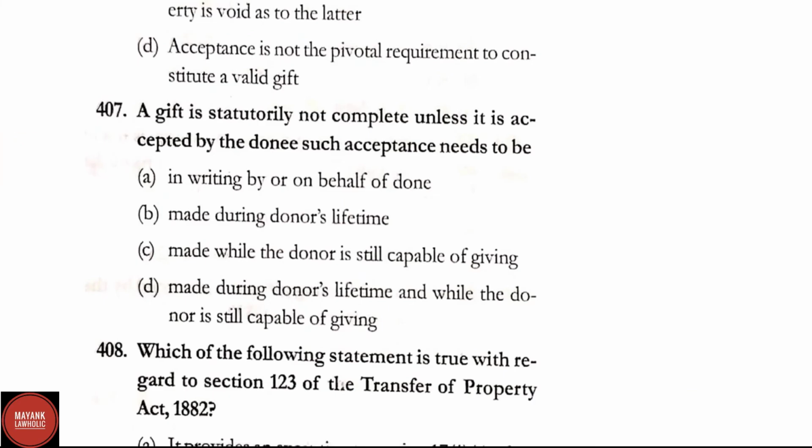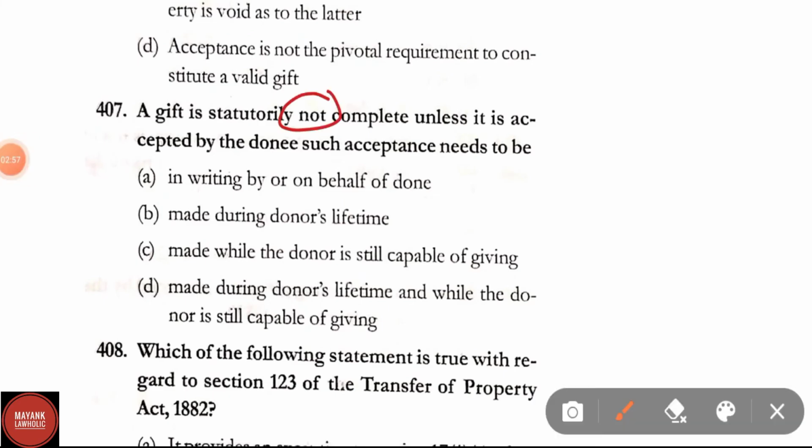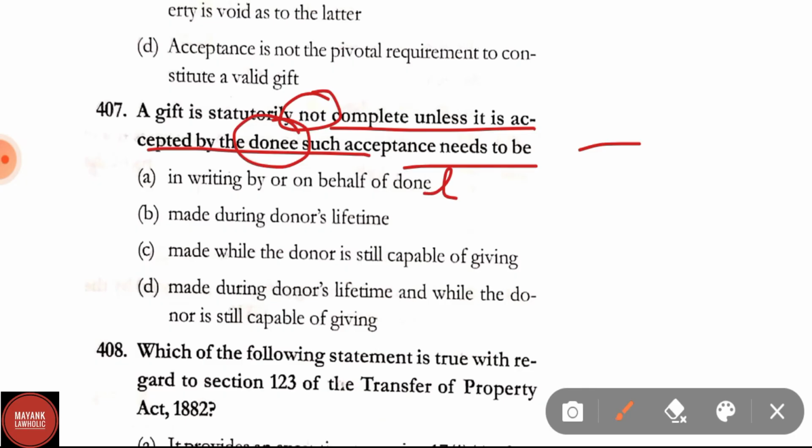Question number 407. A gift is statutorily not complete unless it is accepted by the donee. Such acceptance needs to be: in writing by or on behalf of the donee; made during donor's lifetime; made while the donor is still capable of giving; made during donor's lifetime and while the donor is still capable of giving. Here the correct answer is option B, that is made during the donor's lifetime.